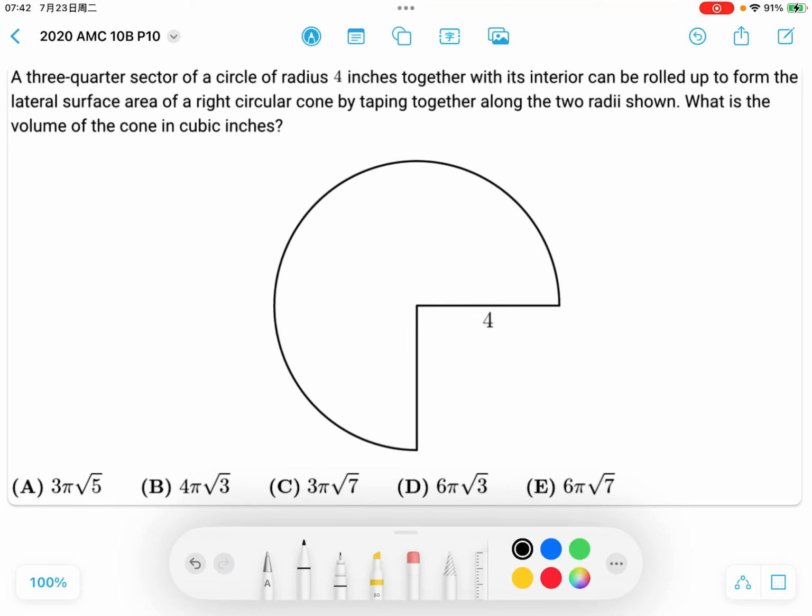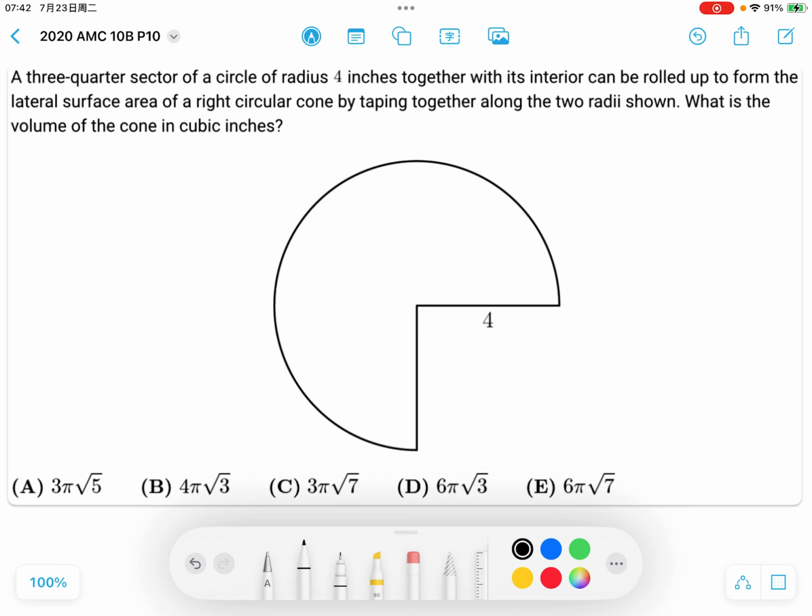Today we're going to talk about this problem, 2020 AMC 10B problem 10. A 3/4 sector of a circle of radius 4 inches together with its interior can be rolled up to form a lateral surface area of a right circular cone by taping together along the two radii shown. What is the volume of the cone in cubic inches?